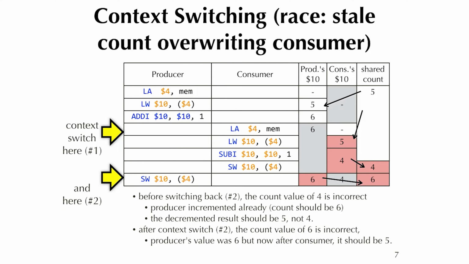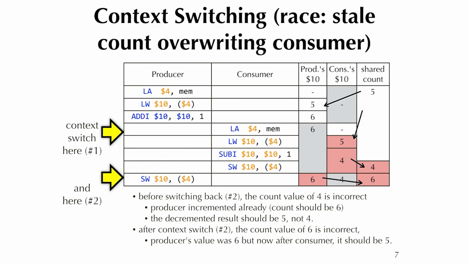Because what should the correct value be? It's definitely not 6. It's not 4 either. It's supposed to be 5, right? Because I just produced something, and the consumer just consumed something. It was 5 before, increment, decrement, supposed to be back to 5. It doesn't matter if you decrement first and increment next, or increment first and then decrement. Now this value is stuck. It's 6 from that point on.